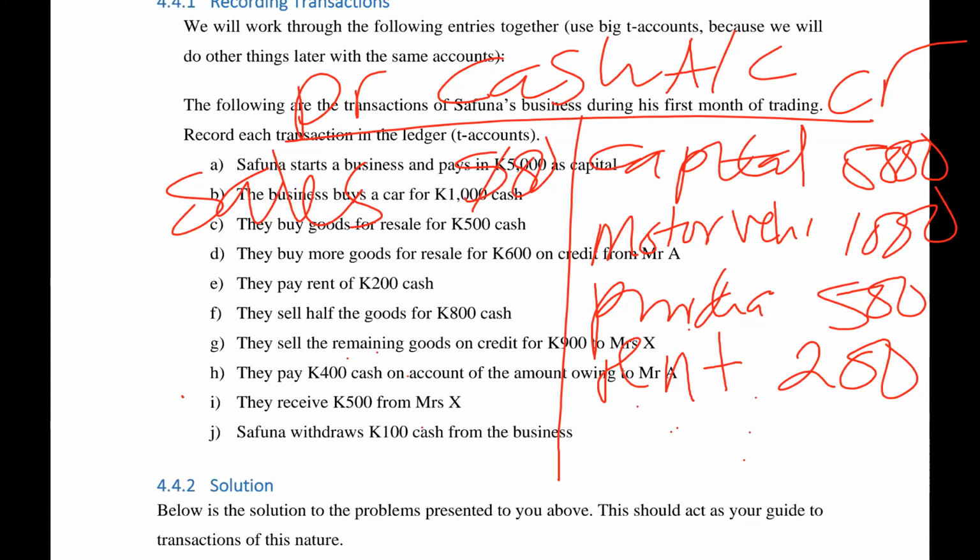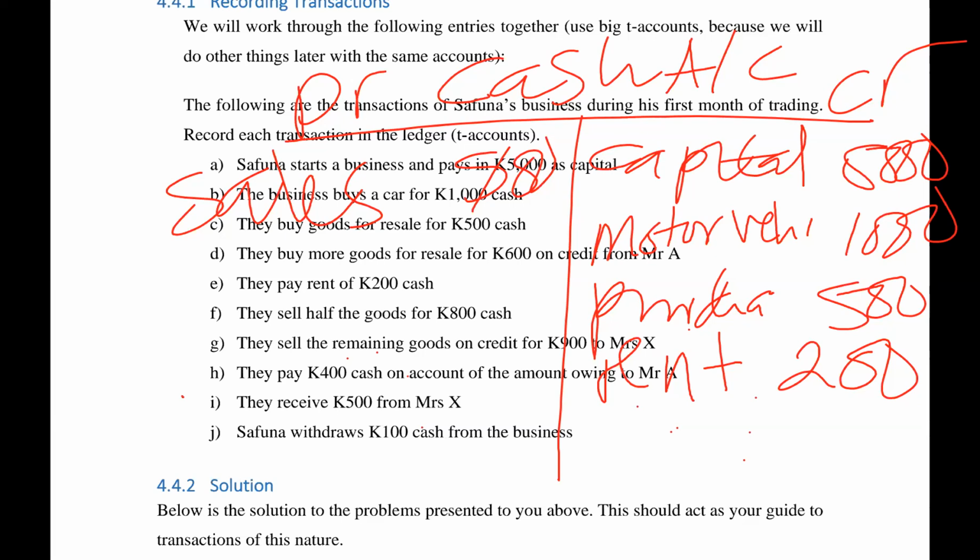Anybody? It's not affected. Okay, the cash account is not affected. The affected account is the receivables account. Right. Veronica Piri, read transaction number H. They pay 400 cash on account of the amount owing to Mr.